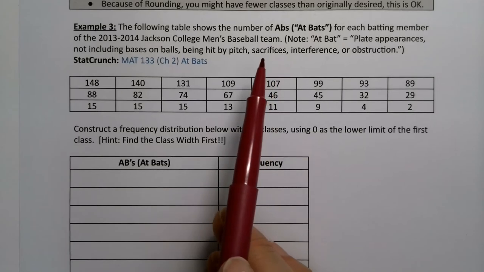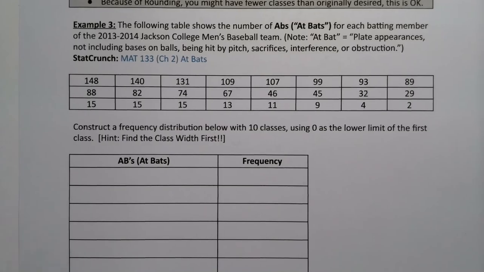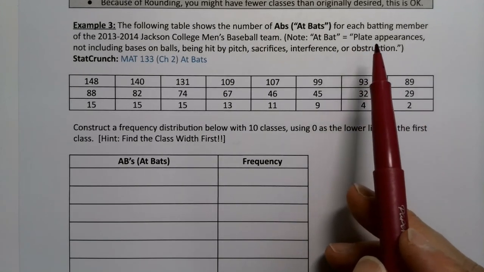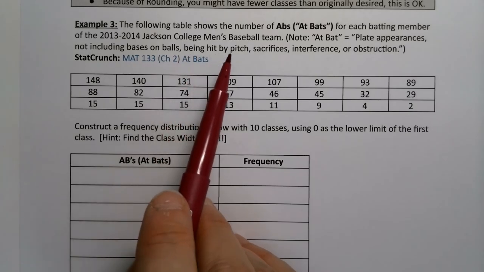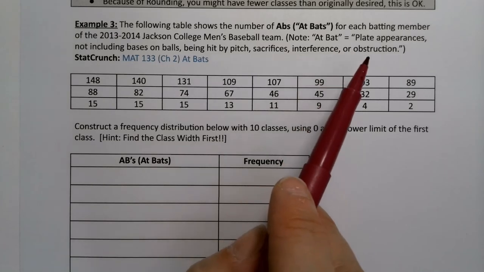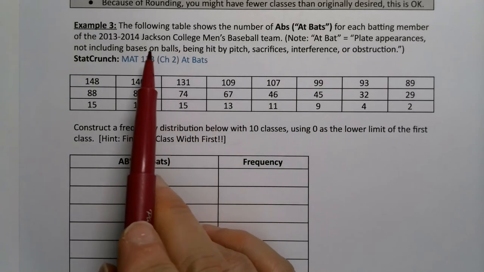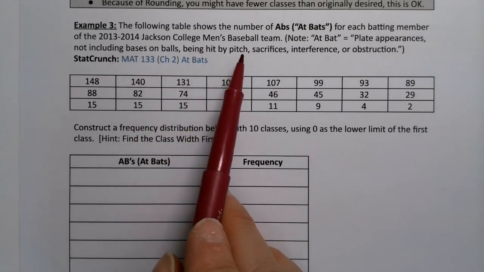The following table shows the number of at-bats for each batting member of the 2013 to 2014 Jackson College men's baseball team. Yes, this is real data. I got it off of JC's website. So at-bats, by the way, if you're not familiar with baseball, are plate appearances, not including bases on balls, being hit by a pitch, sacrifices, interference, or obstruction. So you go up to the plate, and you're not given a base on balls or hit by the pitch. That would be not good.